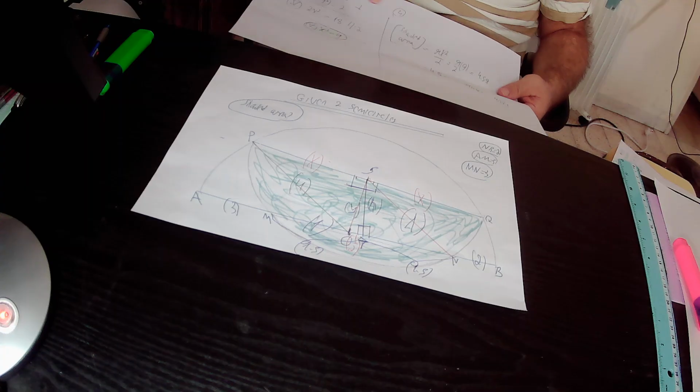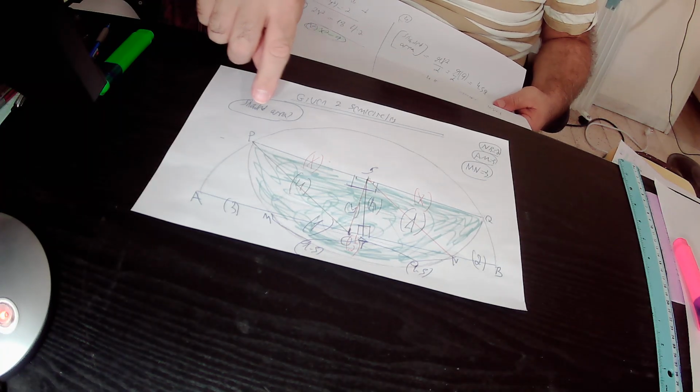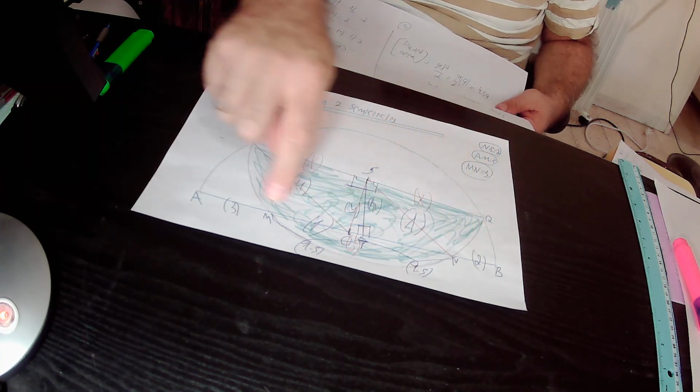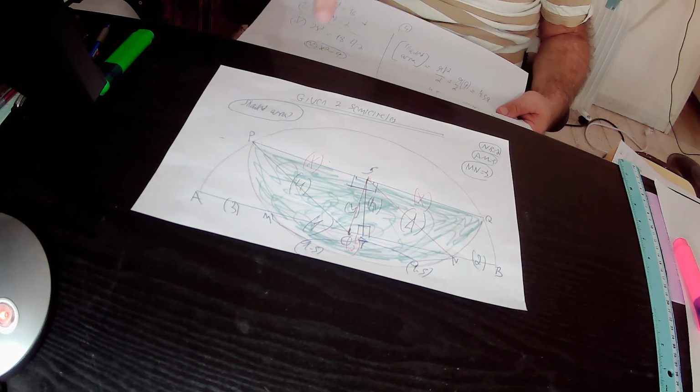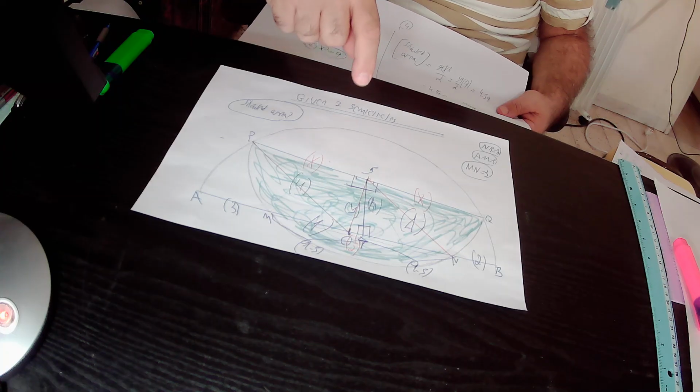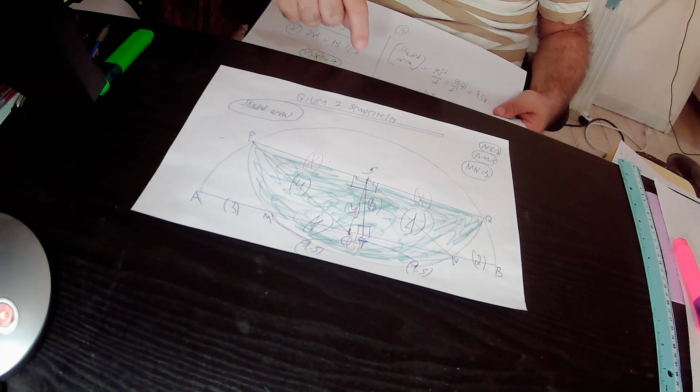So in total, I found that the area of this shaded region, that is the area of this small semicircle, equals 4.5 pi square units, or in terms of numbers, the area of this shaded region equals 14.137 square units.